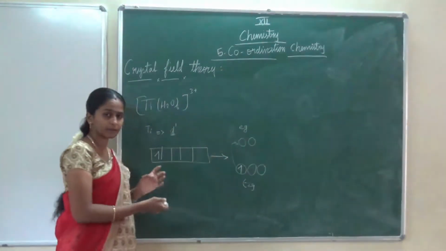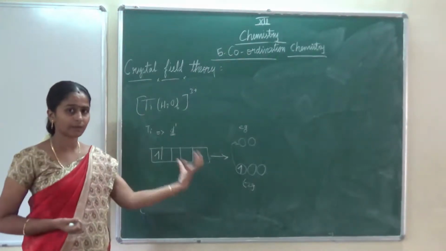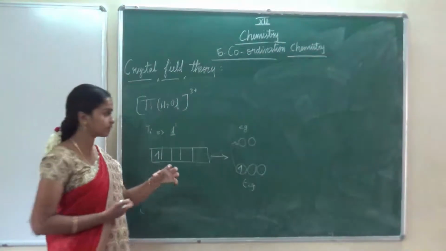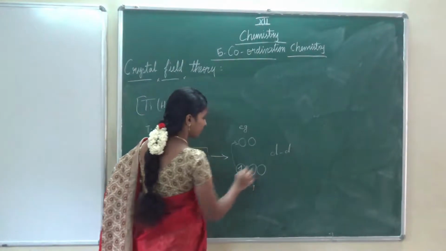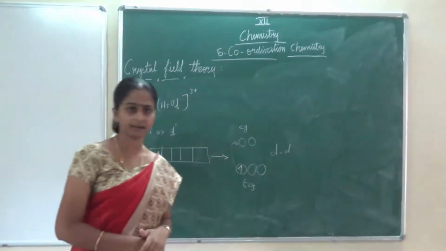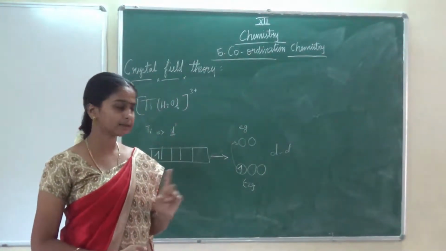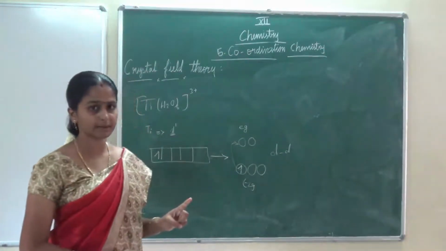Why is it jumping? Because it is absorbing energy. Where is it absorbing energy from? From the white light. When the white light falls on it, it will absorb energy. So this transition is called the d-d transition, from d orbital to d orbital. Two or three more questions, they can ask this one. The d-d transition is possible.